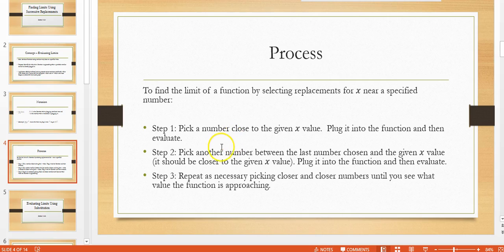Once you evaluate that, you'll fill the number into a table. Then you'll pick another number that's in between the one you chose and the number they gave you. For example, a number that's between 1.9 and 2 would be something like 1.99. You're getting even closer to the value of 2. You'll plug that number into the function and evaluate it again. Write down your answer. And you'll keep repeating that process. Usually you'll be asked to do this 3 or 4 times. So then you pick another number between 1.99 and 2. So I would use 1.999. And you're going to keep repeating that process however many times they ask you to do it. So let's look at the example in MATLAB.